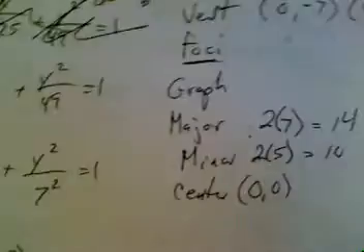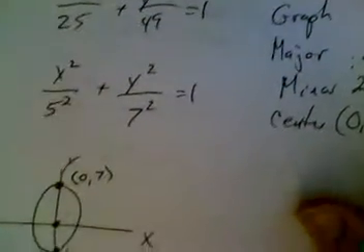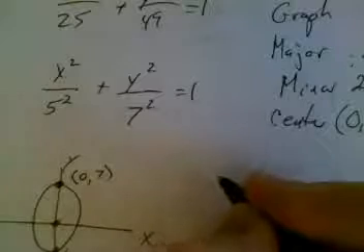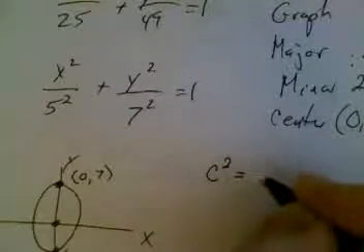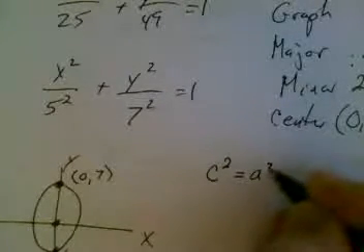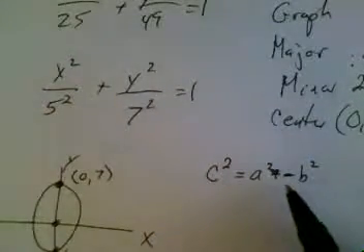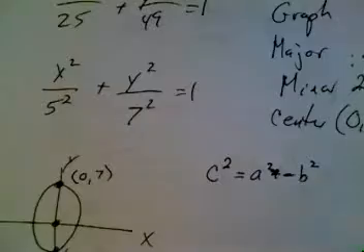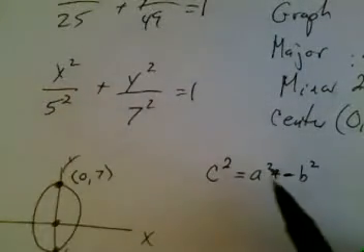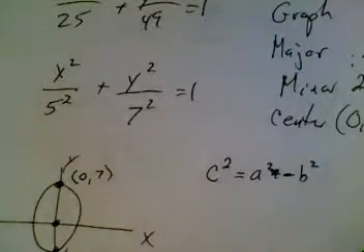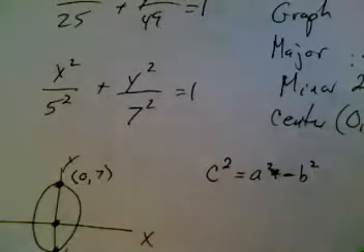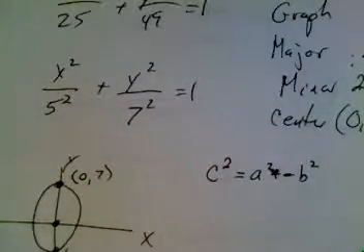The last thing I need to work with is the foci. The foci require me to do some extra work. Remember, I have to use that other formula: c squared is equal to a squared minus b squared. I have a plus sign over here, so there should be a minus sign here. That's just a nice little way to remember it. This will change when I look at a hyperbola later.